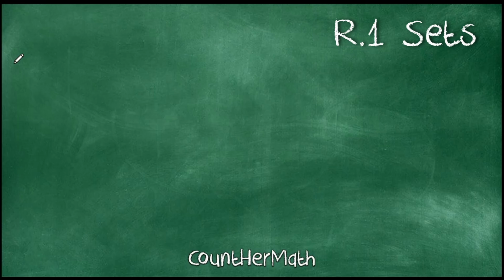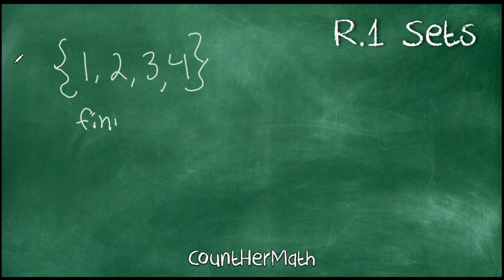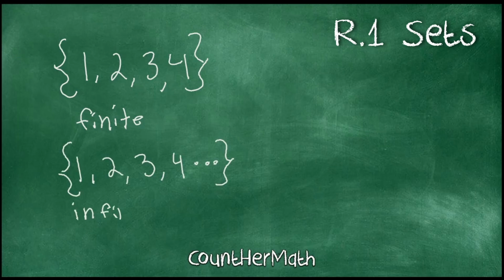The sets we've seen so far have all had a very specific number of elements, or we could say they are finite sets. We can also have a set that goes on forever. We would say that this is an infinite set. And we show infinite sets by using ellipses to say that this pattern continues. If we have an ellipsis that ends the set, then that set is infinite.